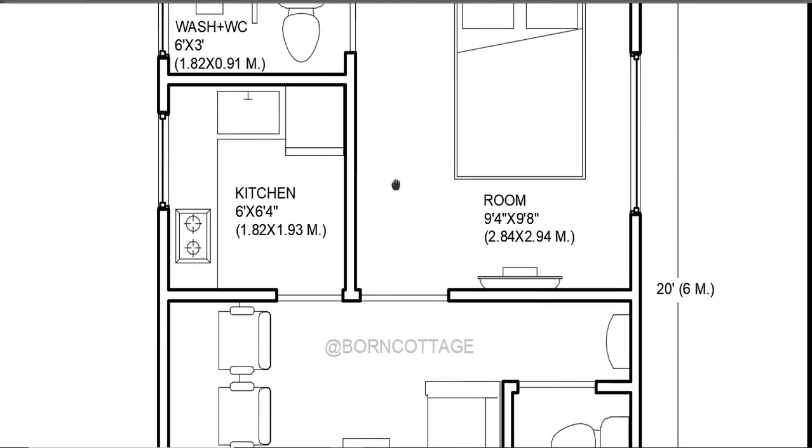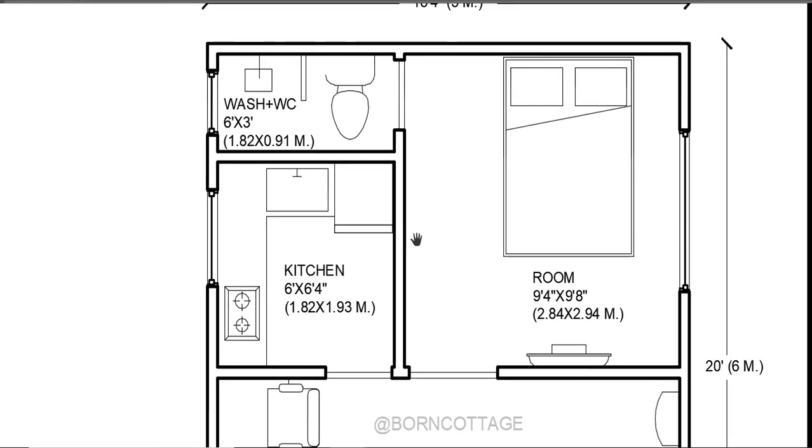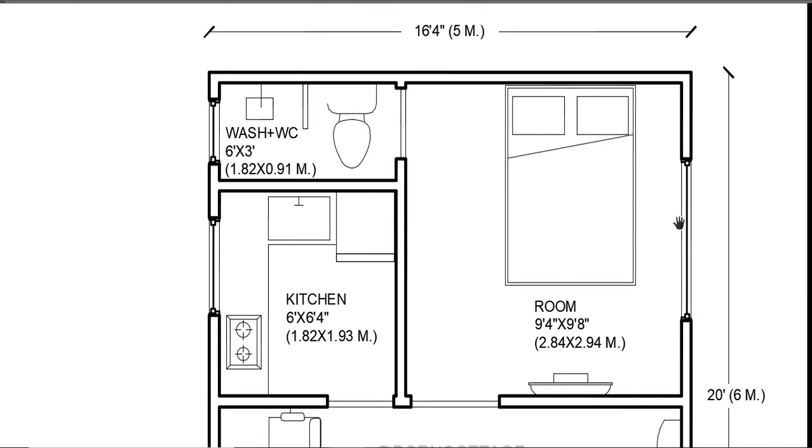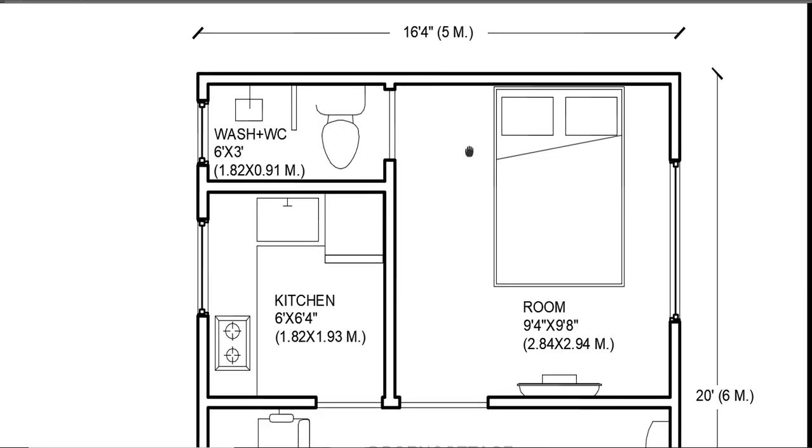On the right side we have a room. The size of the room is 9 feet 4 inches into 9 feet 8 inches, in meter 2.84 into 2.94 meter. You can see here the bed arrangement, TV unit arrangement, also a large size window for ventilation and light purpose. We have an attached washroom plus water closet with this room.